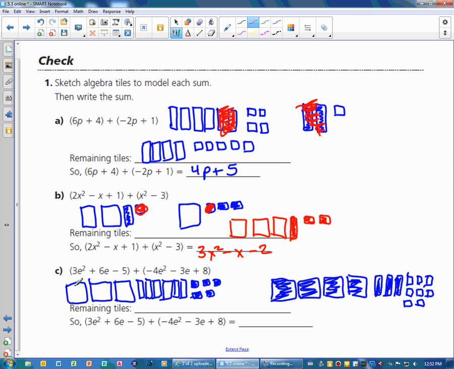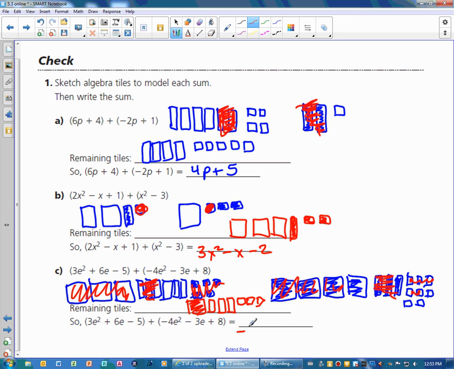Okay, so we have 0 pairs. So 3 clear ones with 3 dark ones. So I have 1 dark one left over. What do I got? 3 negatives, 3 positives, leaving 3 positives, 5 negatives with 5 positives, so all of these can get rid of 5 of them, leaving 3.